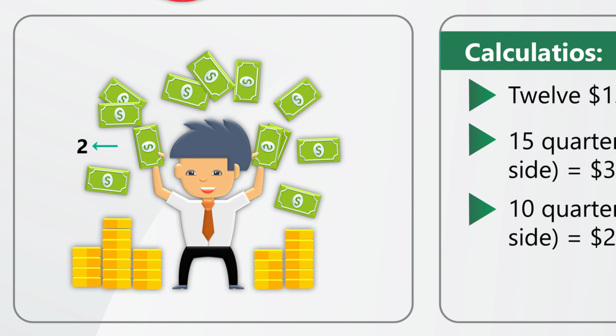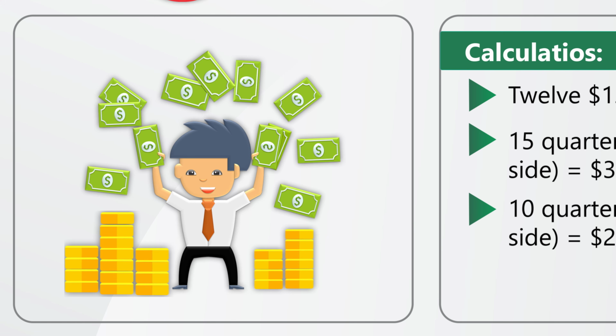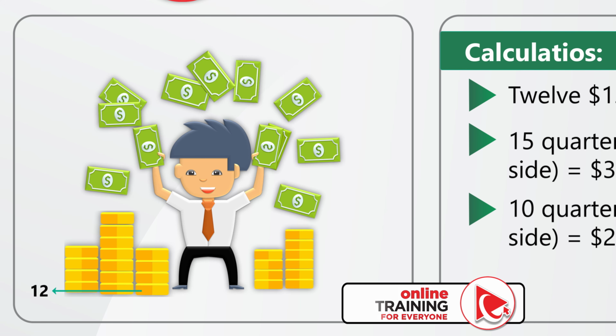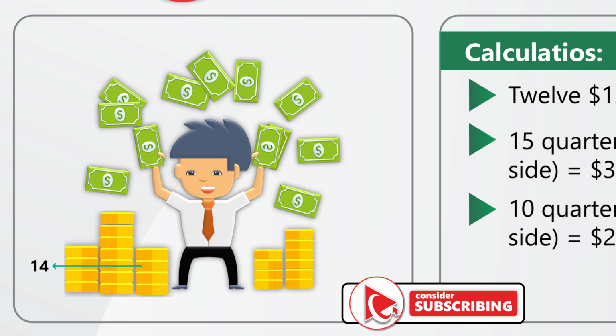1, 2, 3, 4, 5, 6, 7, 8, 9, 10, 11, 12. Now let's do the same thing for the quarters. Let's start with the left side, which has 15 quarters. 1, 2, 3, 4, 5, 6, 7, 8, 9, 10, 11, 12, 13, 14, and 15.